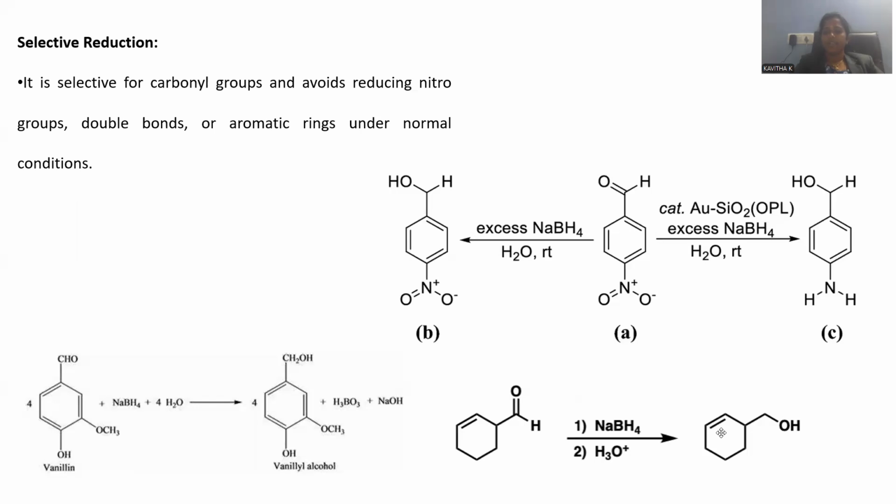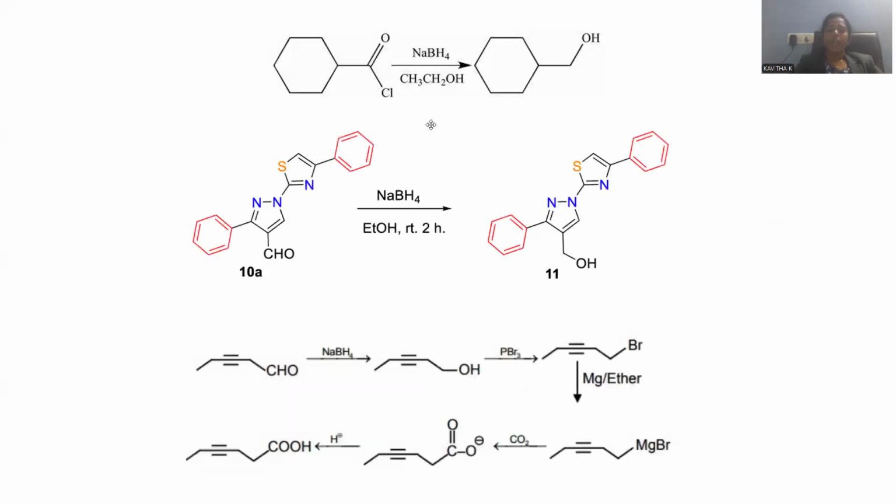Olefin will not be reacted by sodium borohydride. I'm taking this acid chloride, called cyclohexanoyl chloride, and reacting it with sodium borohydride, giving rise to a primary alcohol. Just like aldehyde, acid chloride is also reactive in the same manner, giving rise to a primary alcohol as the product. Cyclohexyl alcohol will be generated.